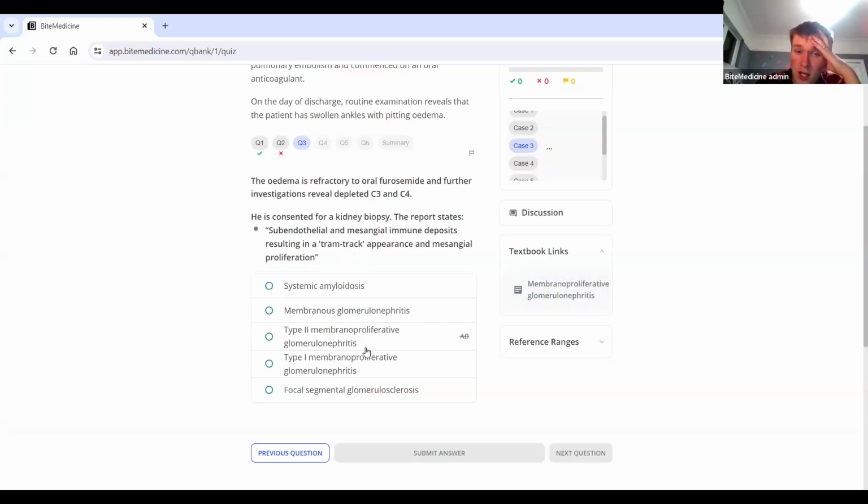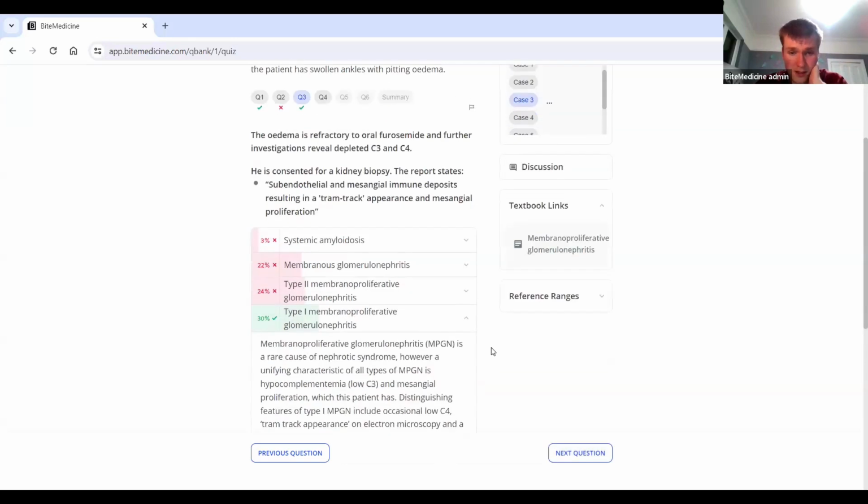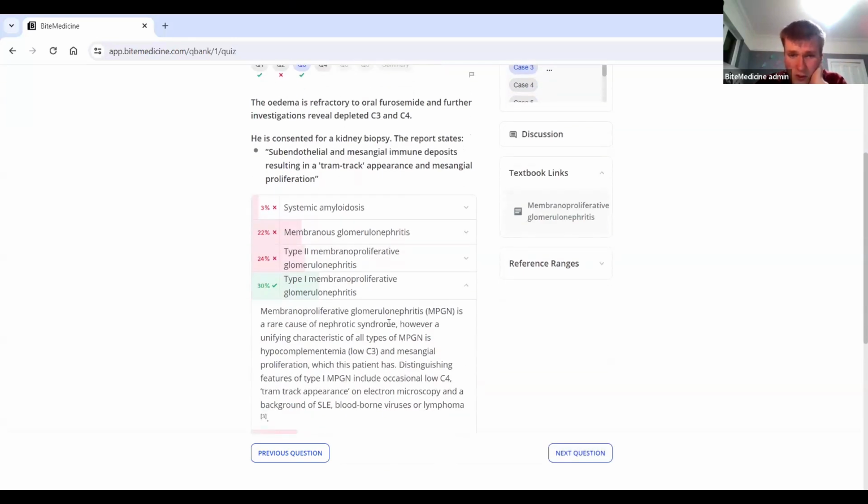Blimey. Well, my reasoning from earlier and the fact that this is here says it's going to be type 1 or type 2. I have no idea of the difference. So in the interest of time and getting on to some of the other questions, let's just see if it's type 1. It is, okay. So it's a rare cause of nephrotic syndrome.